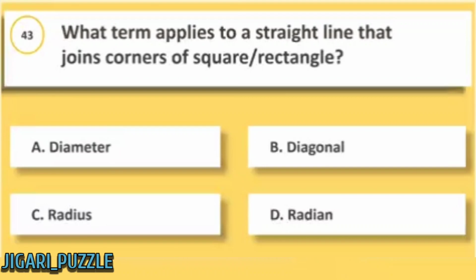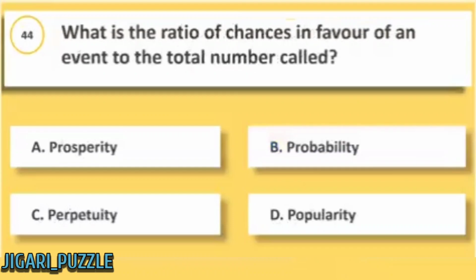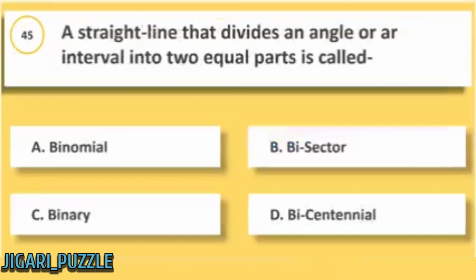What term applies to a straight line that joins opposite corners of a square or rectangle? Diagonal. What is the ratio of chances in favor of an event to the total number called? Probability. A straight line that divides an angle or an interval into two equal parts is called a bisector.